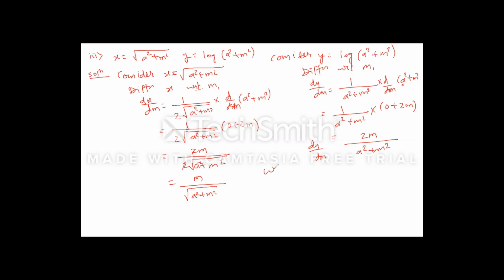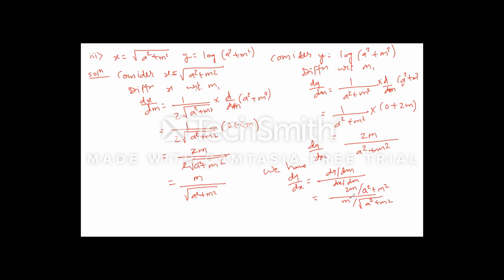Now according to our result, what is dy by dx? Dy by dm upon dx by dm. Now what is dy by dm? The value of dy by dm is twice m upon a square plus m square. What is the value of dx by dm? That is m upon root a square plus m square.